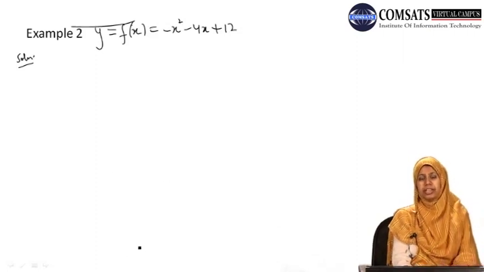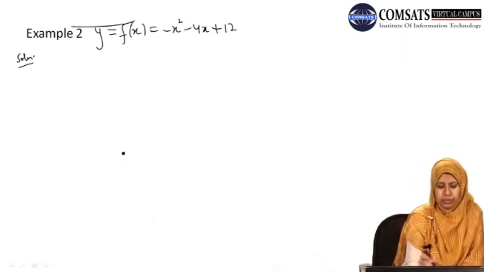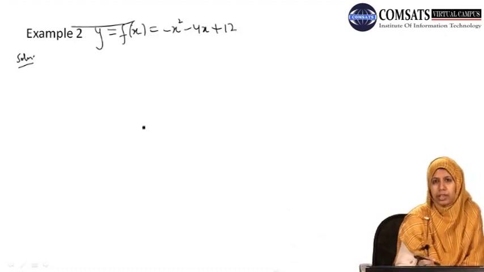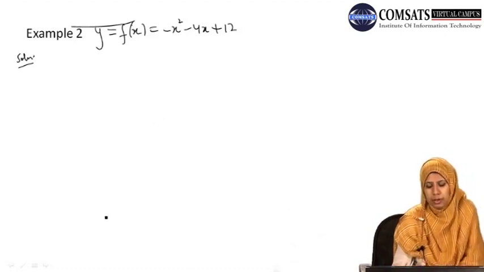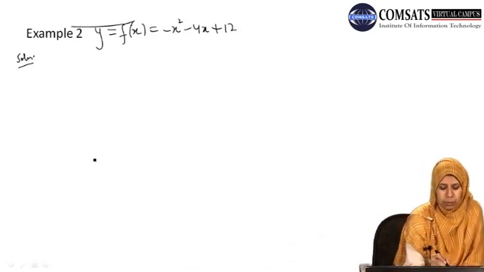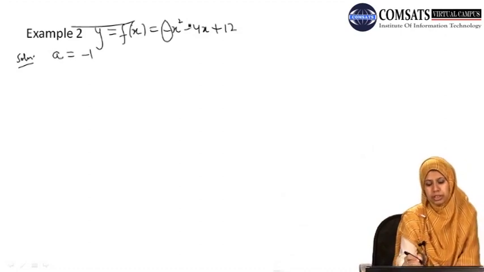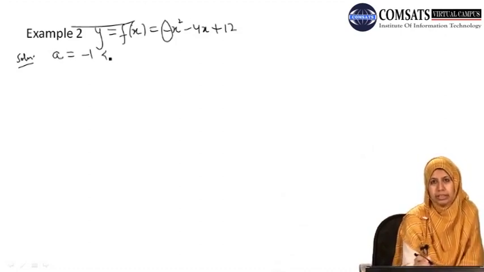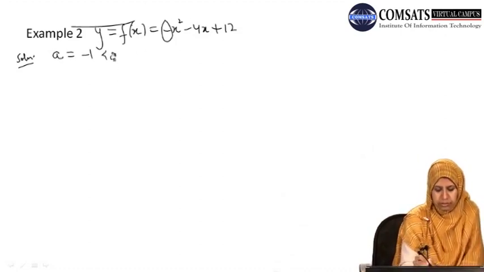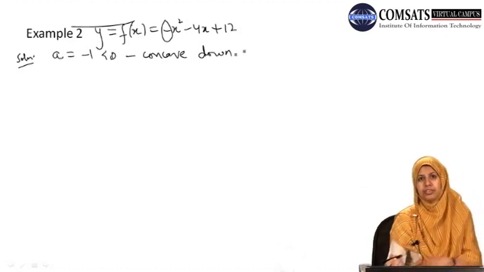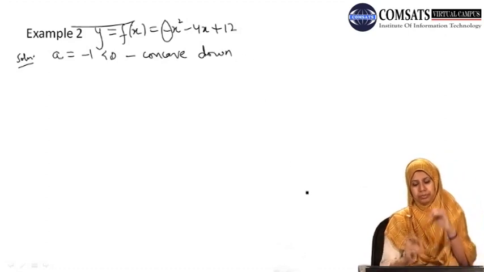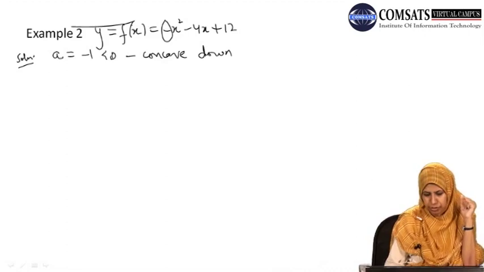And how do we start? We start with finding the concavity. By comparing our given quadratic function with the general form, we obtain that a is equal to -1, that is this coefficient, which is clearly negative. So the graph will be concave down, meaning it will open from the bottom. First thing we have already identified.